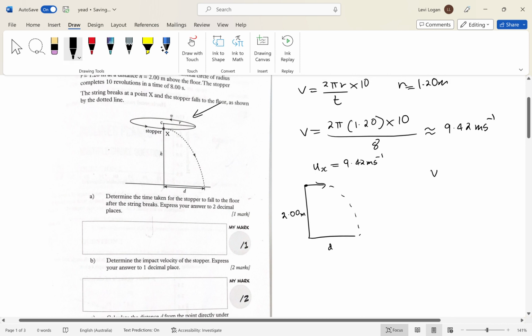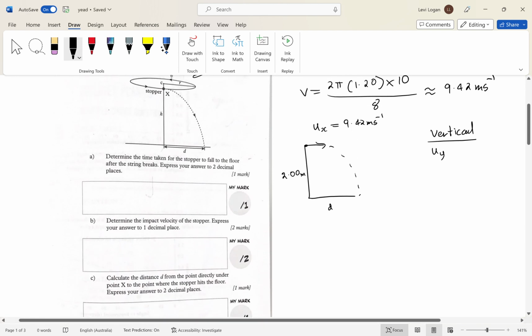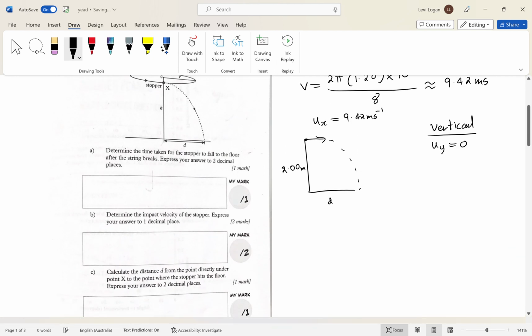So for the vertical motion, the initial velocity in the vertical direction, or the y direction, is 0 meters per second, because it's only being projected horizontally out of the circle. It's only going that way. It's got no angle to it. Right? Hopefully you understand that.